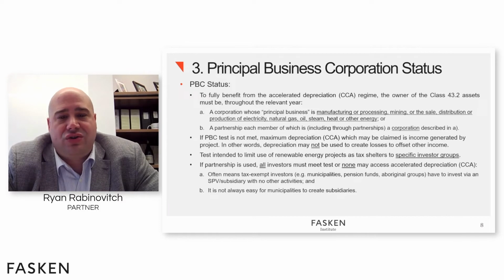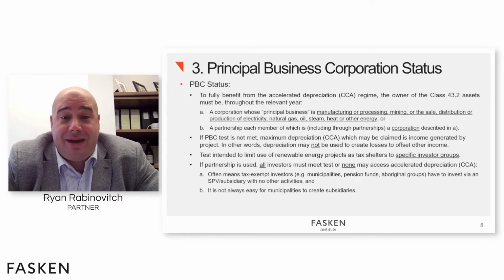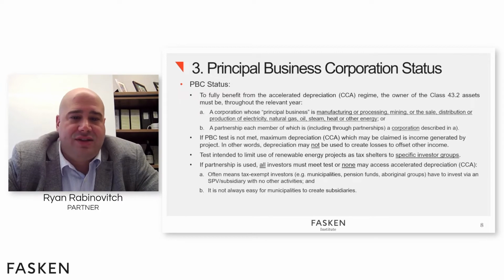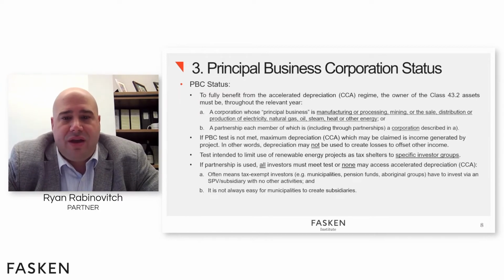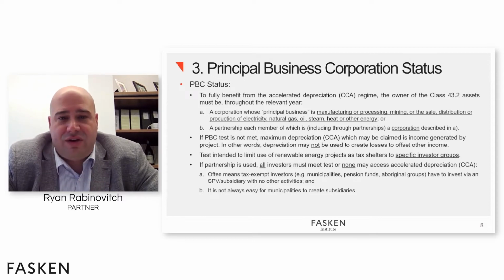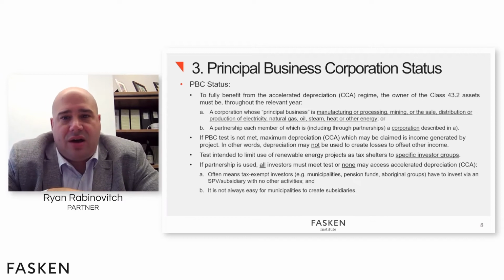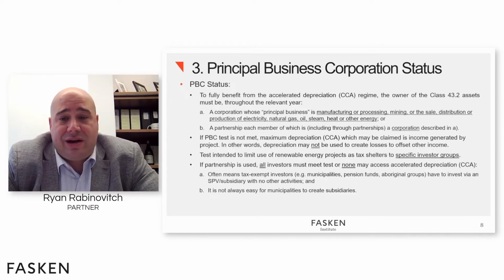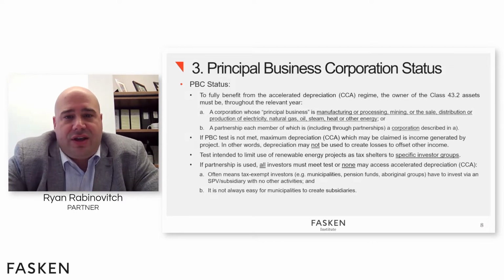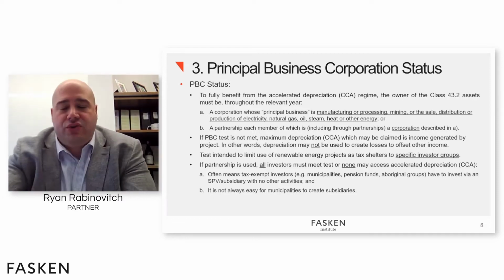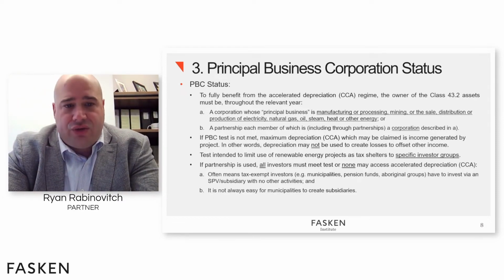You couldn't use the depreciation to create a loss, which is really kind of the name of the game in this business. And so essentially, the rule is that only PBCs, principal business corporations, are allowed to create a loss. What that means is it's a corporation whose principal business is manufacturing or processing, mining, or the sale, distribution, or production of electricity, natural gas, oil, steam, heat, or other energy. And if you're a partnership, it means all of the members of which meet the definition we just discussed. So this ability to generate losses is limited to corporations that are in specific industry groups. Essentially, the government wanted only people in certain industry groups to be able to use renewable energy projects as a tax shelter.